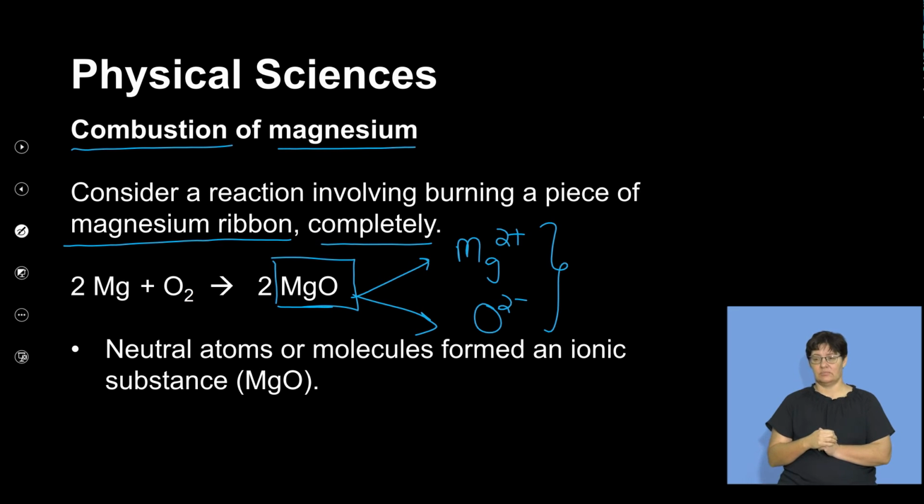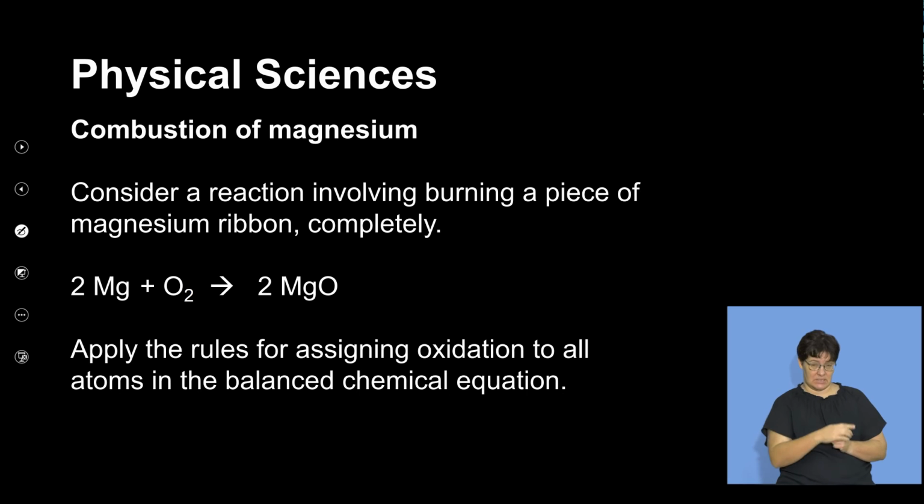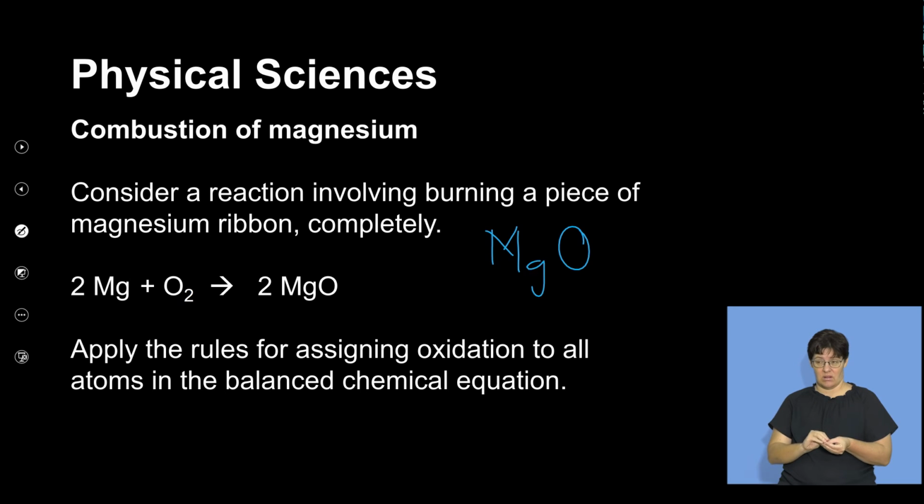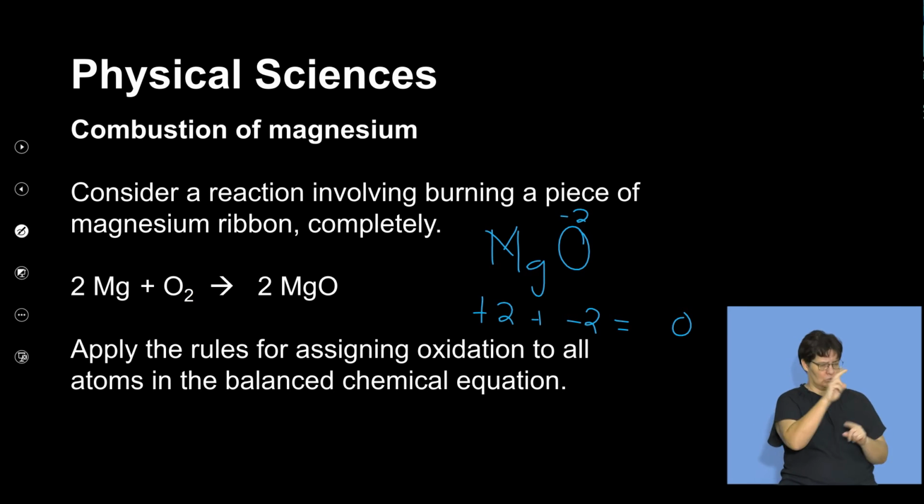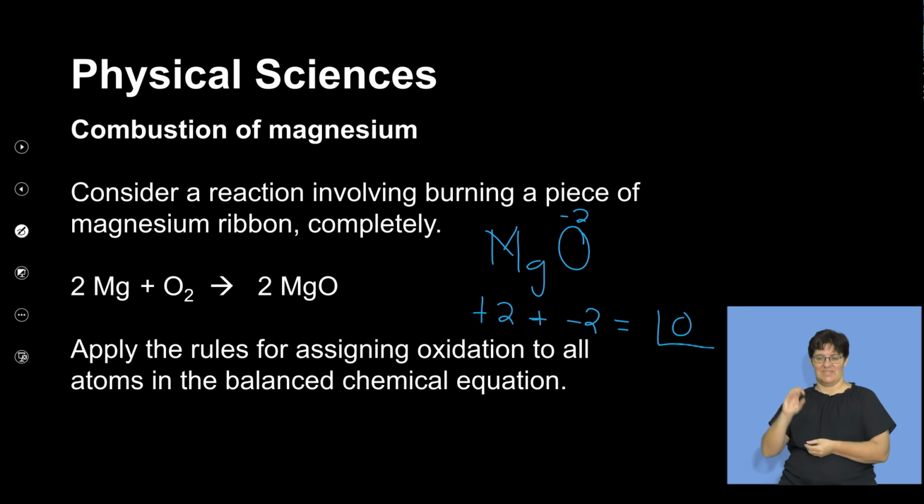And then it goes further here and says, we want to apply the rules for assigning oxidation numbers to all the atoms in the balanced chemical equation, which is what we have done. We are saying that in this magnesium oxide, the total oxidation number is equal to 0. The oxidation number of oxygen in its combined state is -2. So if there is only one oxygen, the total for oxygen is -2. What about that of magnesium? It is +2, to give us a total of 0.